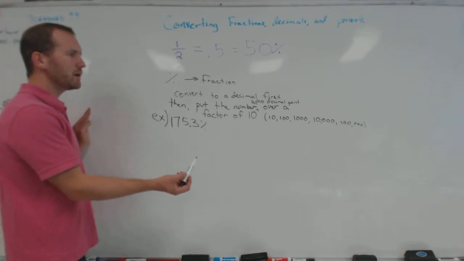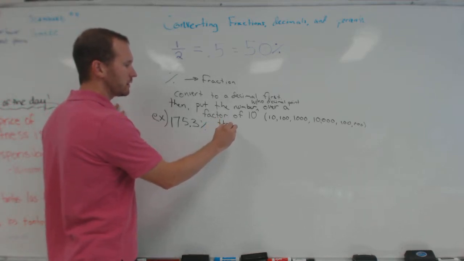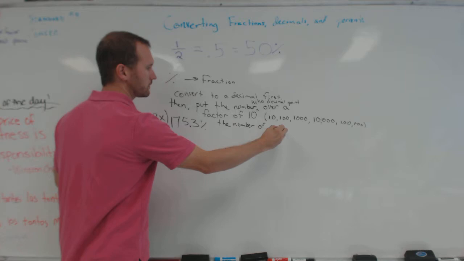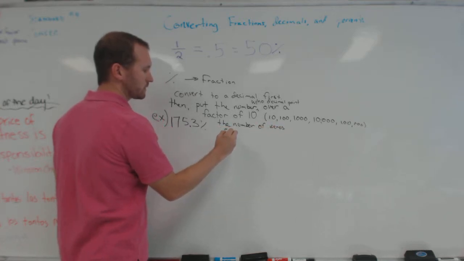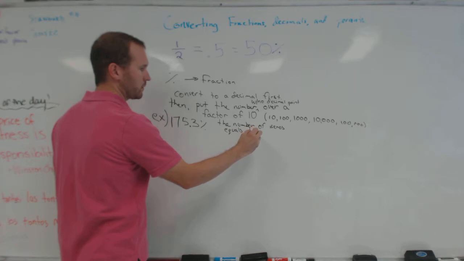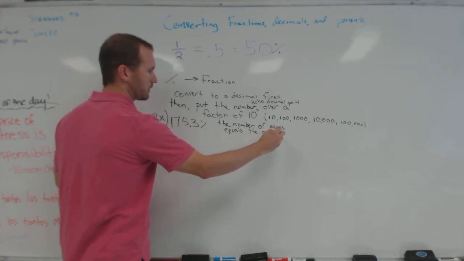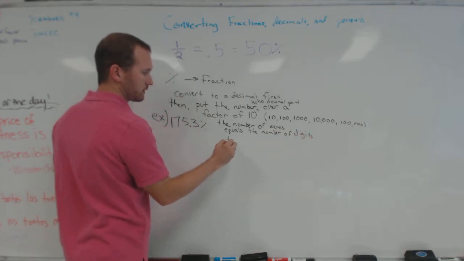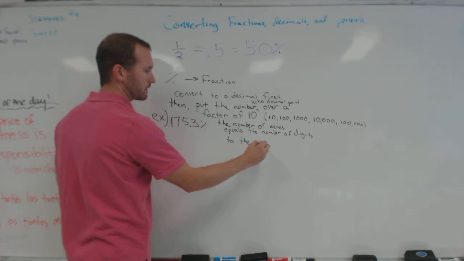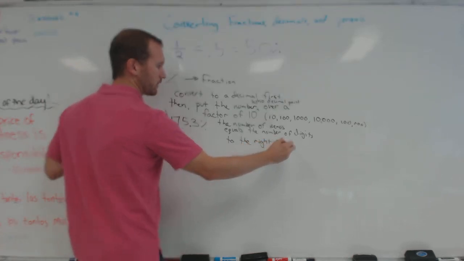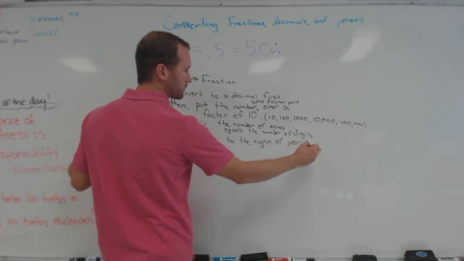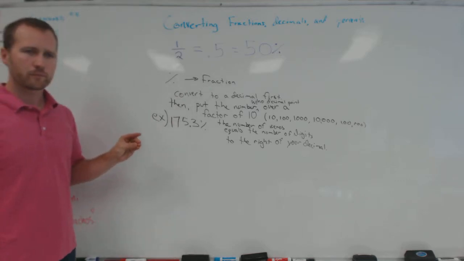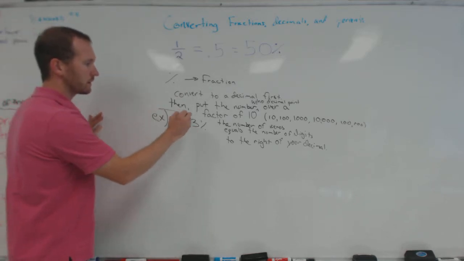And how do you know how many zeros? The number of zeros equals the number of digits to the right of your decimal. Okay. So now let's do an example to make this a lot clearer.